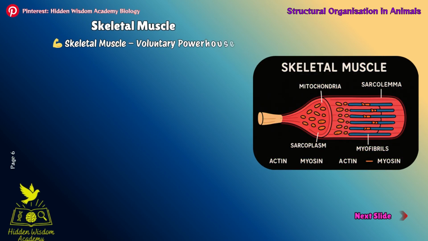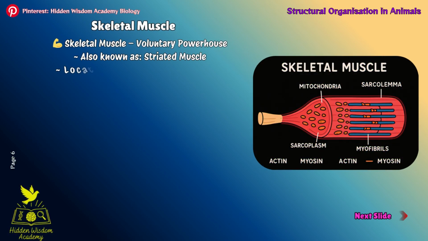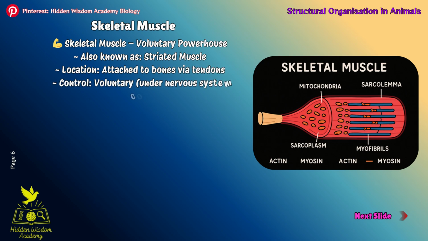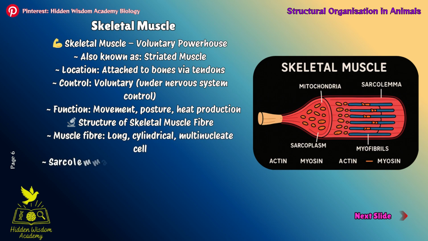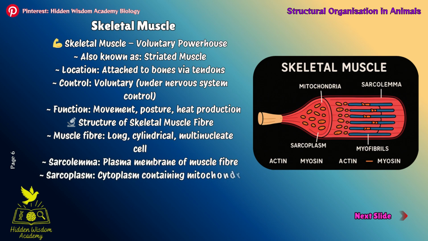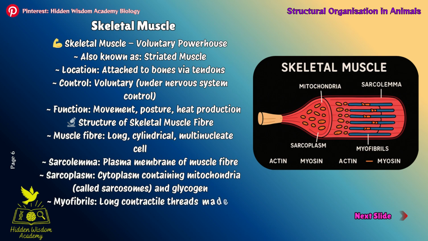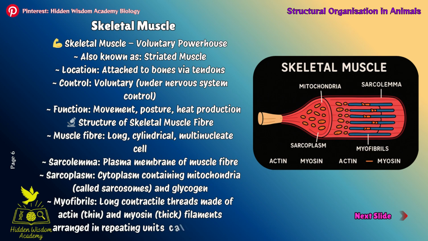Now let's look closely at the skeletal muscle, also known as the striated or voluntary muscle. These muscles are attached to bones and are under our conscious control, helping us move, maintain posture, and even generate heat. Each muscle fiber is long, cylindrical, and multinucleate, surrounded by the sarcolemma and filled with myofibrils, threads of actin and myosin filaments. These filaments are arranged in repeating units called sarcomeres, which give the muscle its striated appearance.